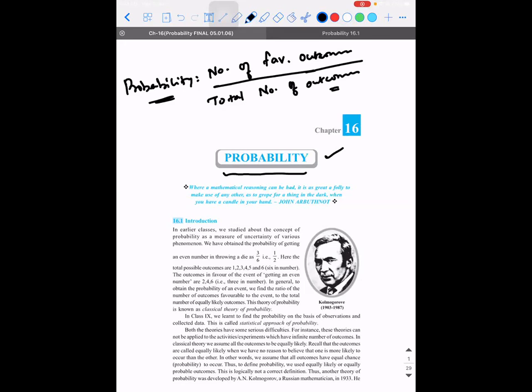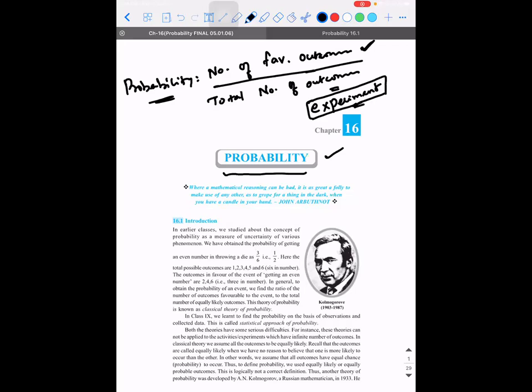So this is the outcome. But outcome is for what? What are we doing for us to expect something called an outcome? There should be an event. You do something called an experiment, right? You'll be doing something called an experiment.